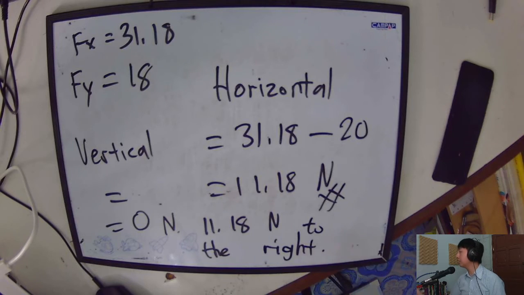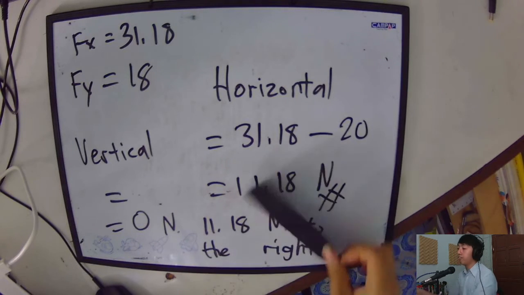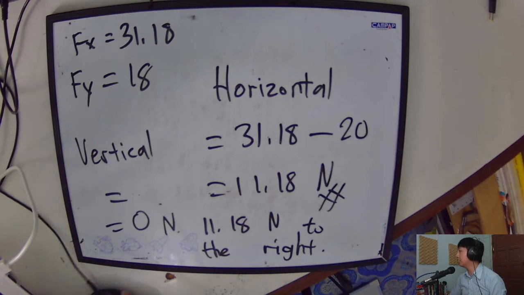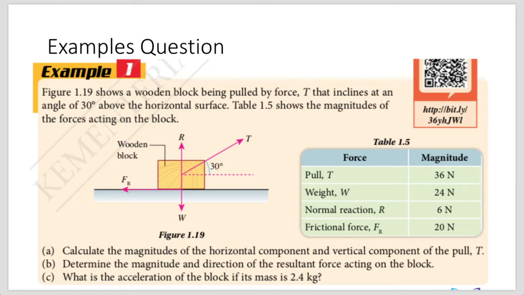That's just a little bit of review of what we learned in topic 1.1. Now the final question has to do with acceleration. Actually, only question A is really talking about resolution of force. Question B is talking about resultant force, and question C is stuff that you've already learned in the past. What is the acceleration of the block if the mass is 2.5 kilograms?